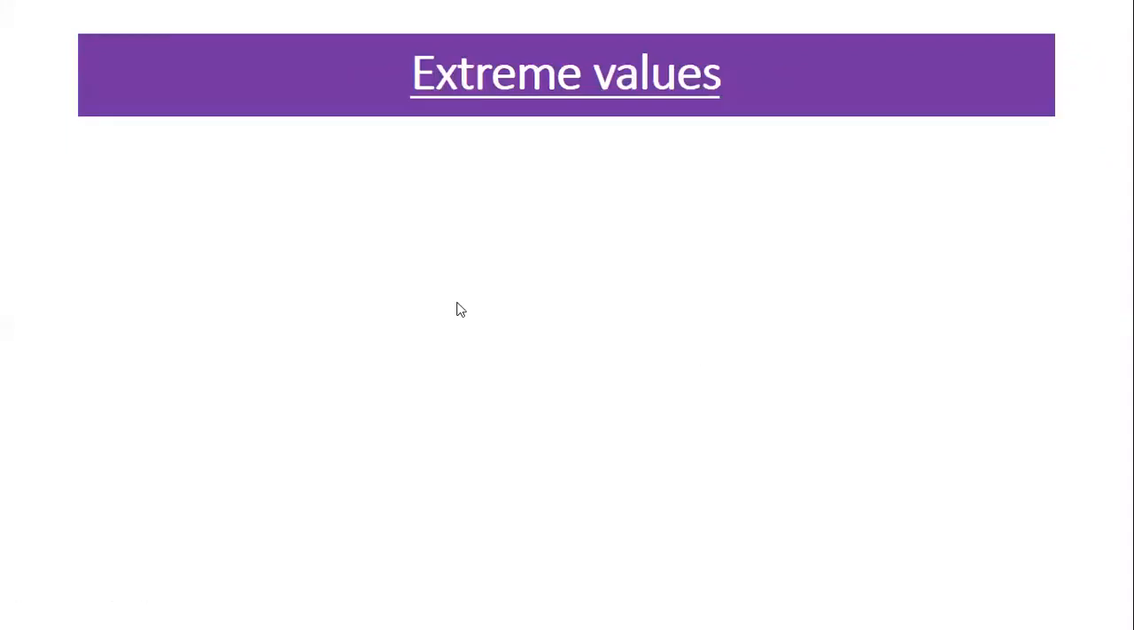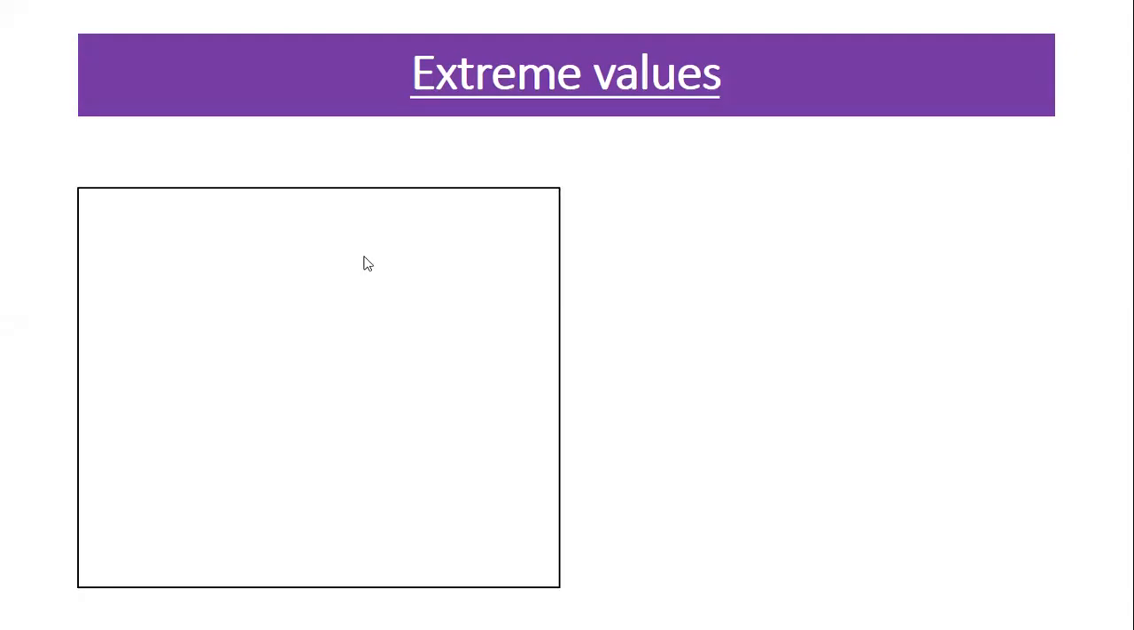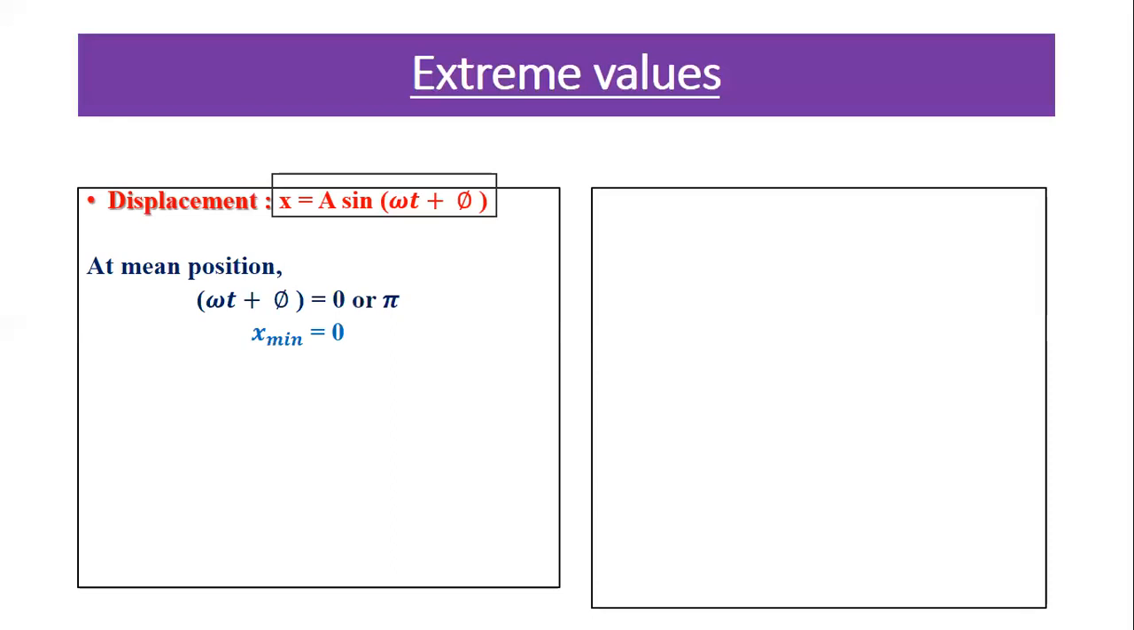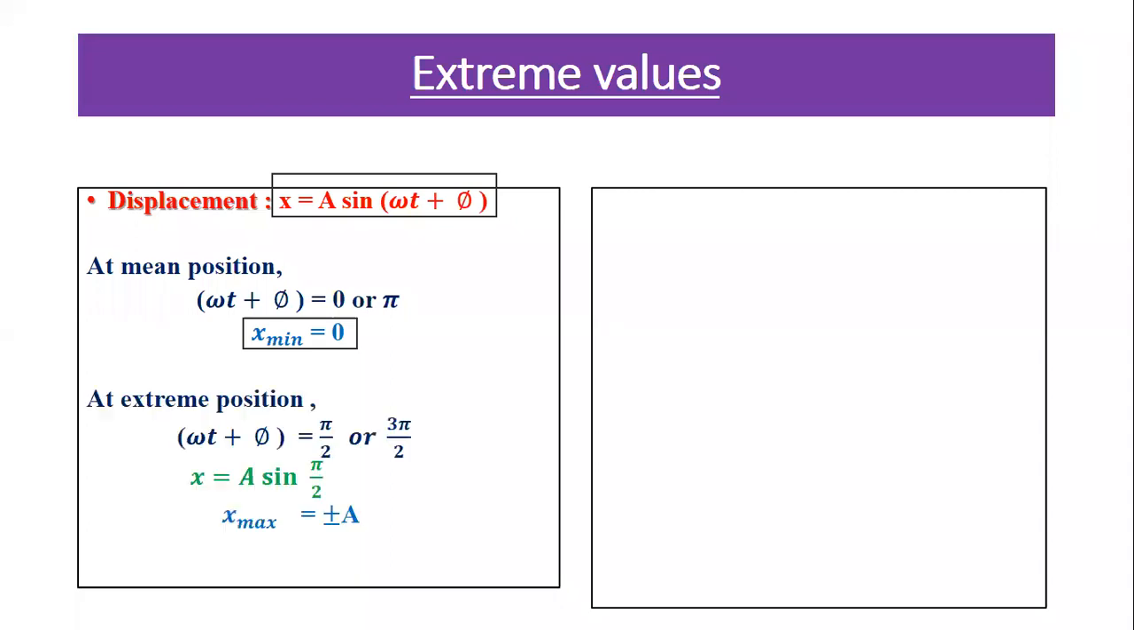Now extreme values we can see again. When we are talking about displacement, the expression for the displacement is a sine omega t plus phi. This is the general expression for the displacement. Now in that, we can obtain the extreme values, meaning the two cases. At mean, x is 0, because displacement we measure from the mean position, and at extreme displacement is a.